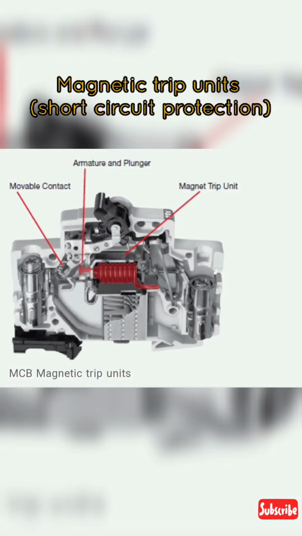Next we learn about magnetic trip units, short circuit protection. The magnetic trip unit protects against a short circuit. The magnetic trip unit is comprised of an electromagnet and an armature. Components of a magnetic trip unit.